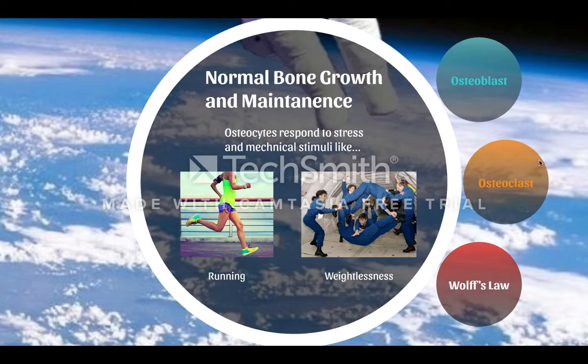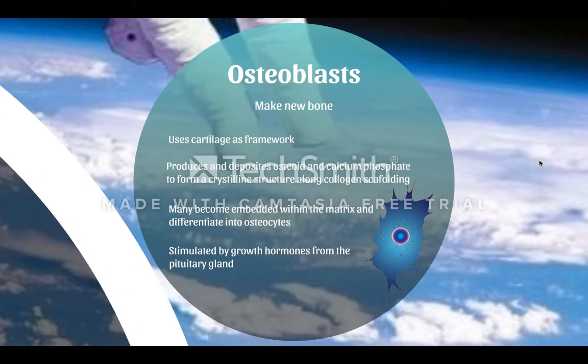One of the cells that osteocytes regulate are called osteoblasts. These are your bone builders. They use cartilage as a framework and produce and deposit an organic collagenous protein matrix called osteoid. They also absorb minerals like calcium phosphate from the blood and deposit them within the matrix to make a crystalline structure along the collagen scaffolding. Many of these osteoblasts do become embedded within the matrix and then differentiate into osteocytes. From early childhood to maturity, growth is stimulated by growth hormones that come from the pituitary gland that stimulate this bone formation.